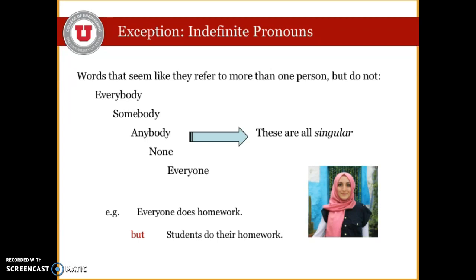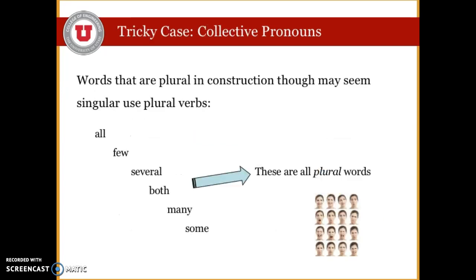versus the people, for example, from our last example, as a plural subject would be the people do homework. Or students do their homework. So just remember that all of these pronouns, indefinite pronouns, are singular and require singular verbs. Another similar but tricky case are collective pronouns. These are words that refer to definitive amounts of multiple subjects.